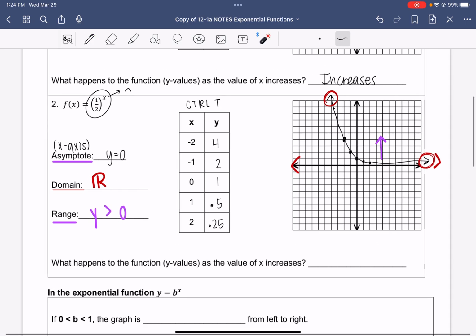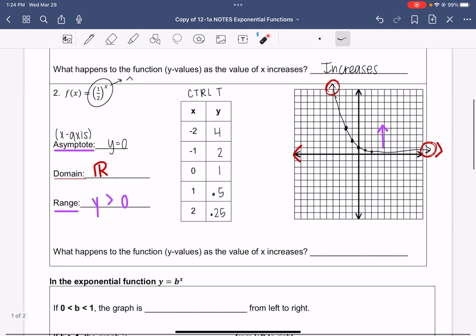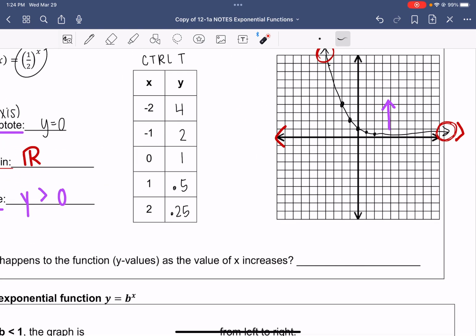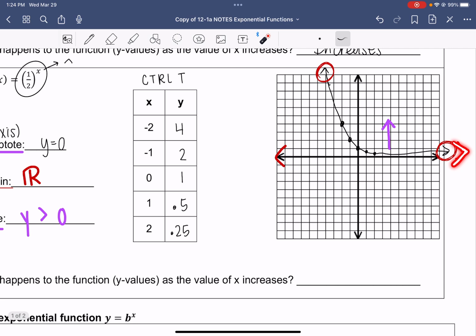So now the question is, what happens to the y values of the function? What happens to the y as the value of x increases? So as the value of x increases, as I go to the right on my graph, what is happening to my y values? Well, we're going down. As I'm reading this left to right, I'm going down a roller coaster. So if that's the case, then I'm decreasing.